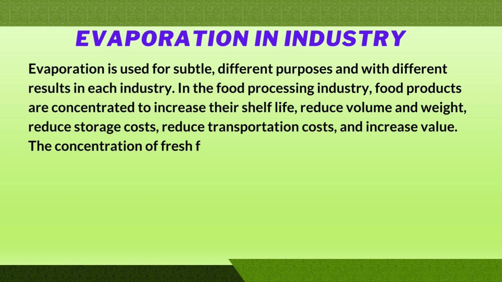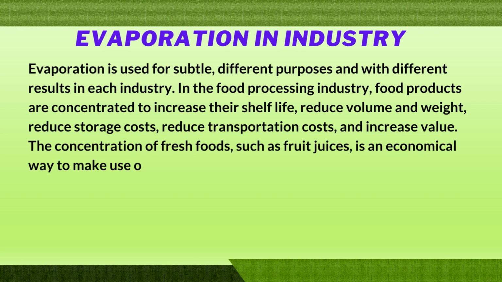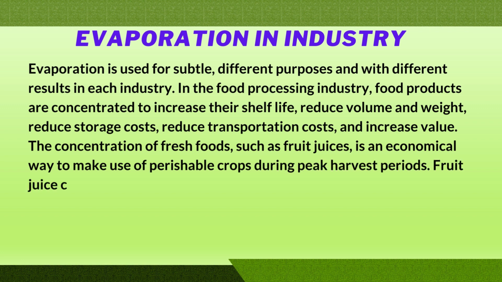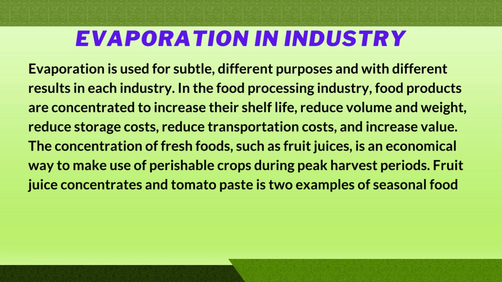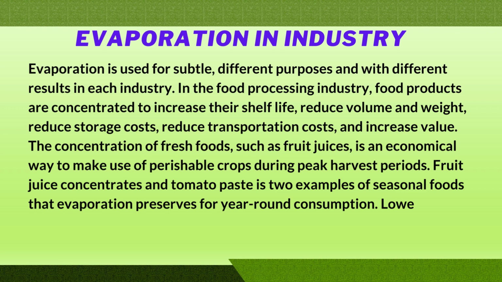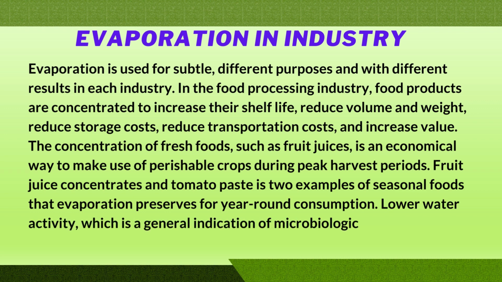The concentration of fresh foods, such as fruit juices, is an economical way to make use of perishable crops during peak harvest periods. Fruit juice concentrates and tomato paste are 2 examples of seasonal foods that evaporation preserves for year-round consumption. Lower water activity, which is a general indication of microbiological stability, keeps concentrated foods.